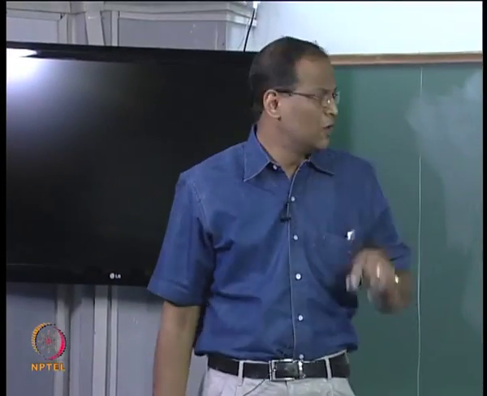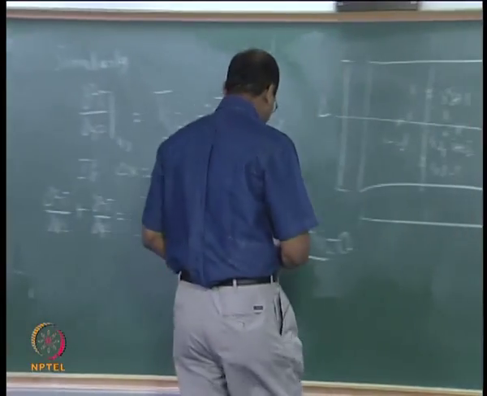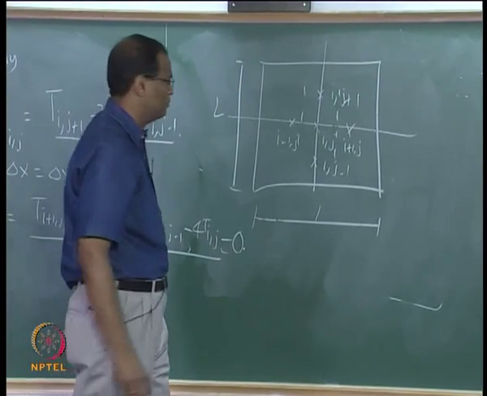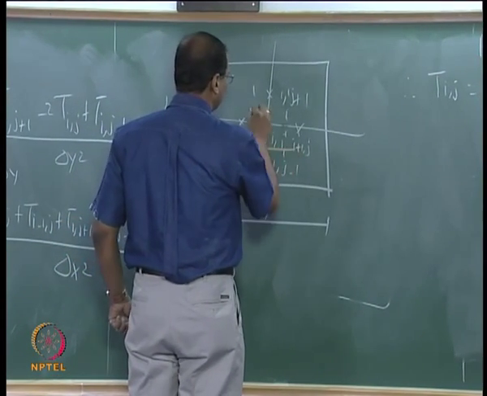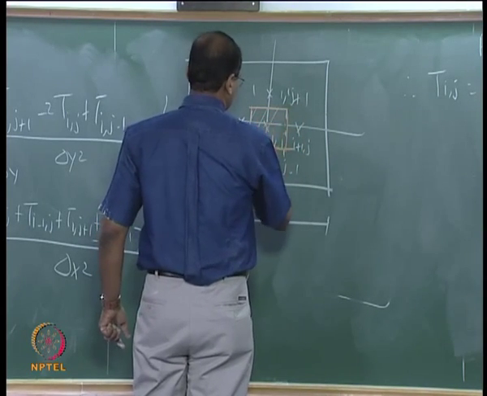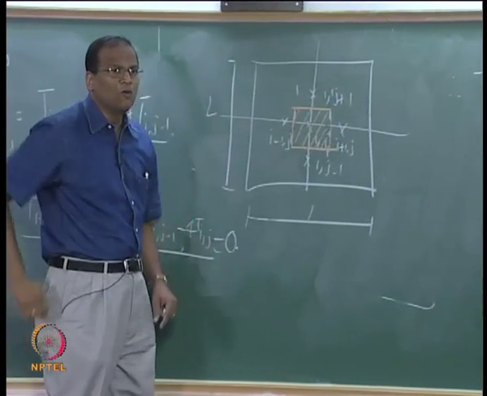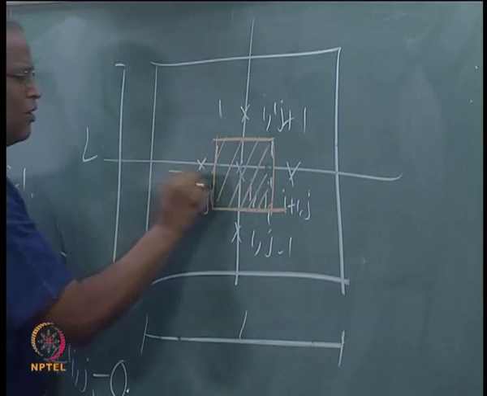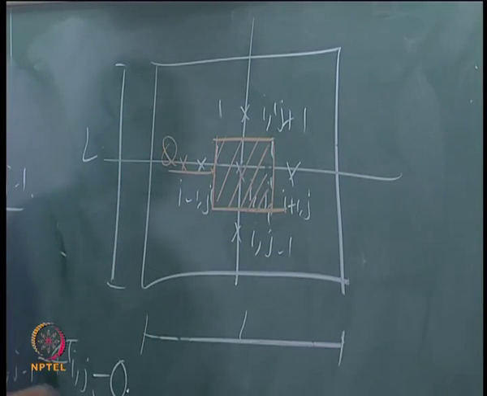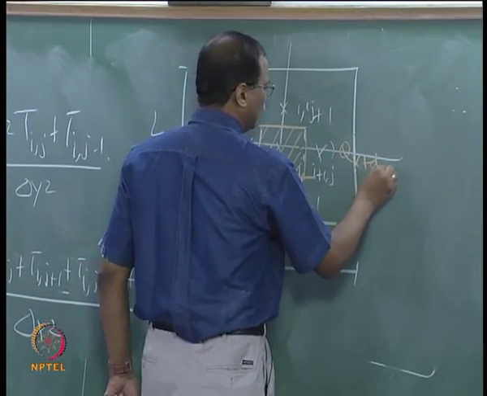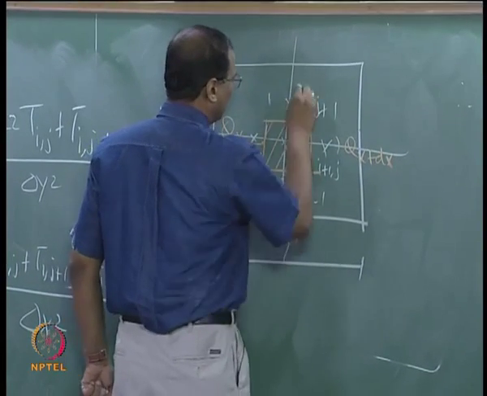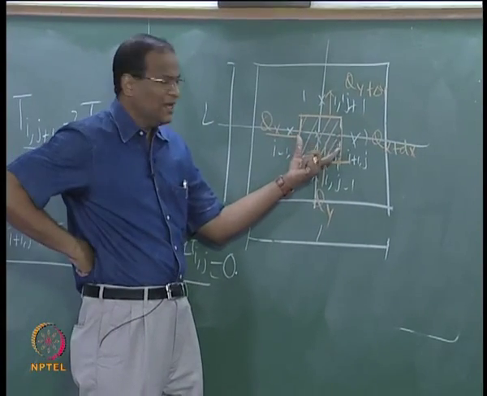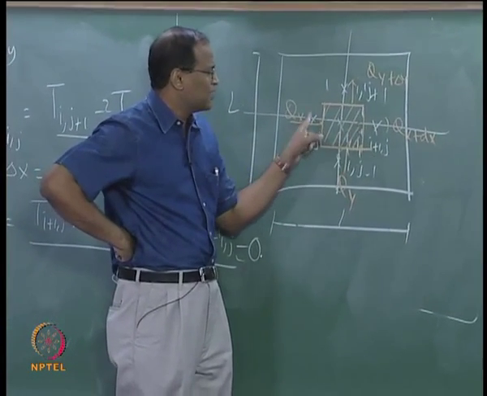Please look at the board. I can derive the same equation in a slightly different fashion. I can take half, so my control volume is delta x by 2 into delta y by 2. I can find out what is the q which is entering here, what is the q which is leaving here, what is the q which is entering here. The net will be k into T of this minus T of this divided by del x square.